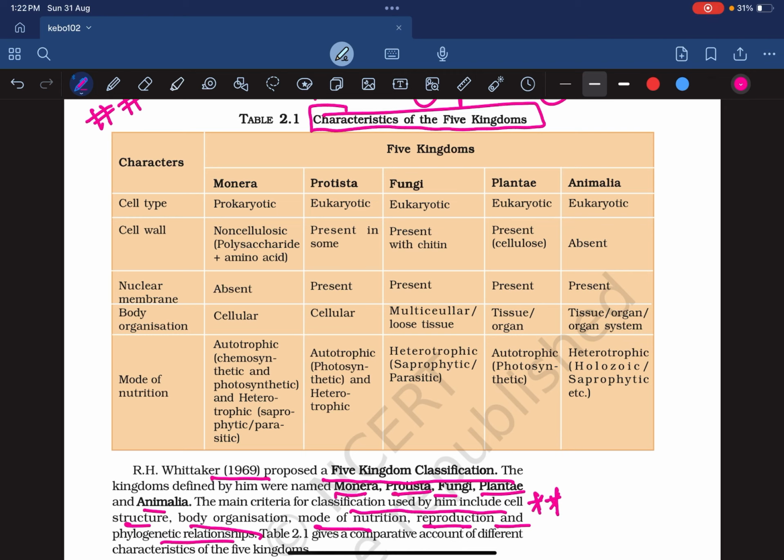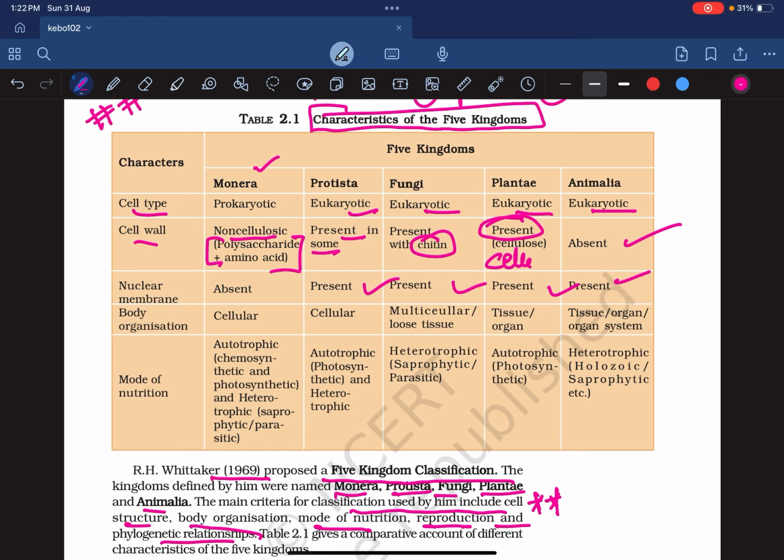First of all, first is cell type. You can see that except Monera, all other kingdoms are eukaryotic. Cell wall of Monera is non-cellulosic, that includes polysaccharide and amino acid. Cell wall of Protista is not present in all but present in some. Fungi cell wall is made of chitin. Plantae, we know that it's made of cellulose, and in Animalia cell wall is absent. In nuclear membrane, except Monera, every other kingdom has nuclear membrane present, but in Monera nuclear membrane is absent.